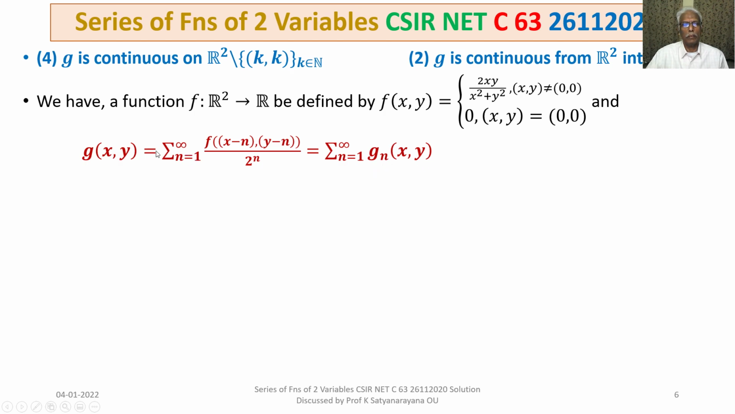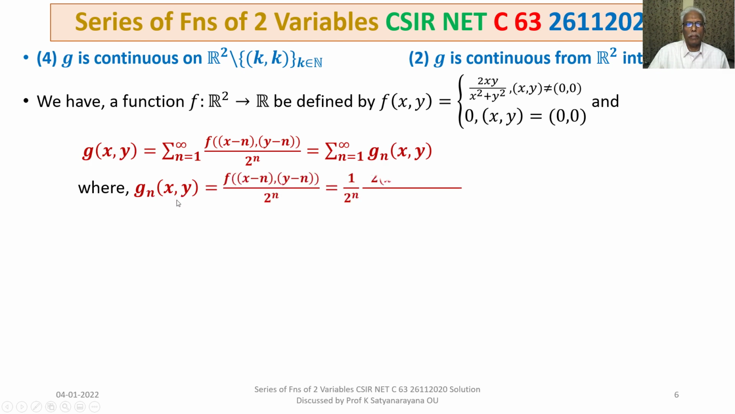So that will be sigma, n equals 1 to infinity, g_n(x, y), where g_n(x, y) is equal to f(x - n, y - n) by 2 power n. Write down the definition of f(x, y) in terms of x - n and y - n, and we get 1 by 2 power n times 2(x - n)(y - n) by (x - n)² + (y - n)². That is the g_n(x, y).